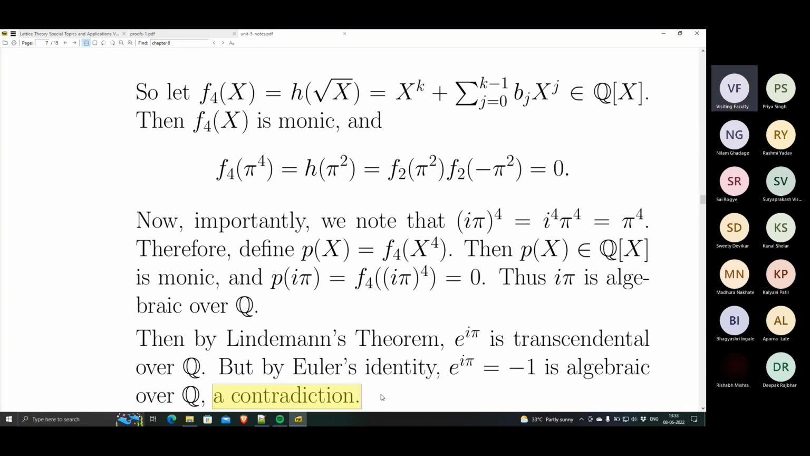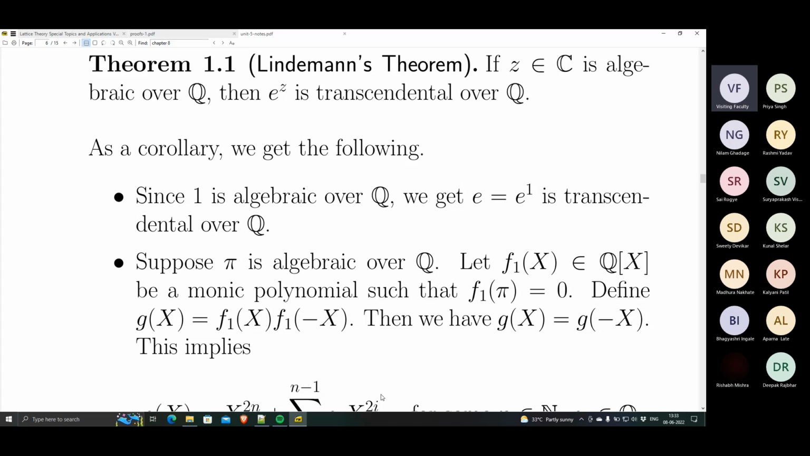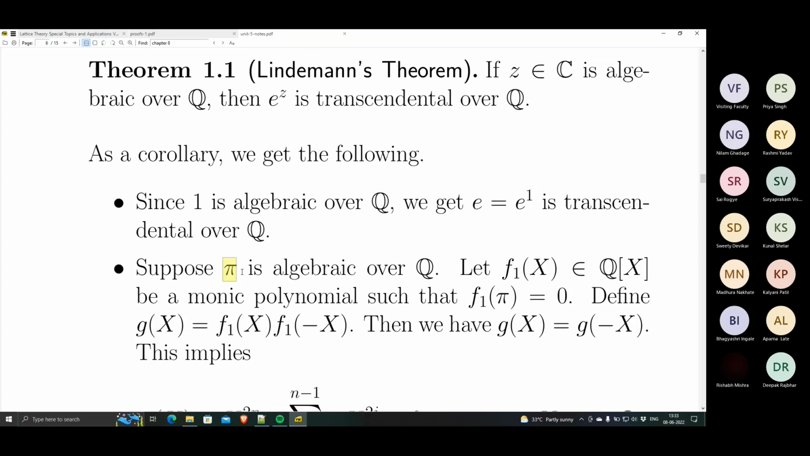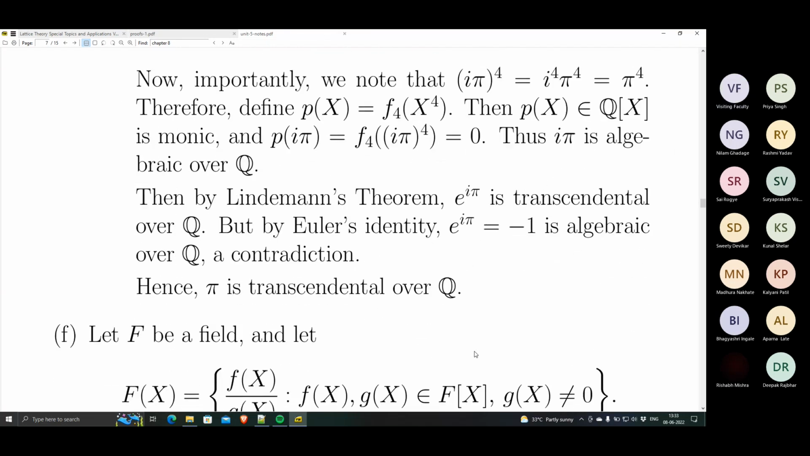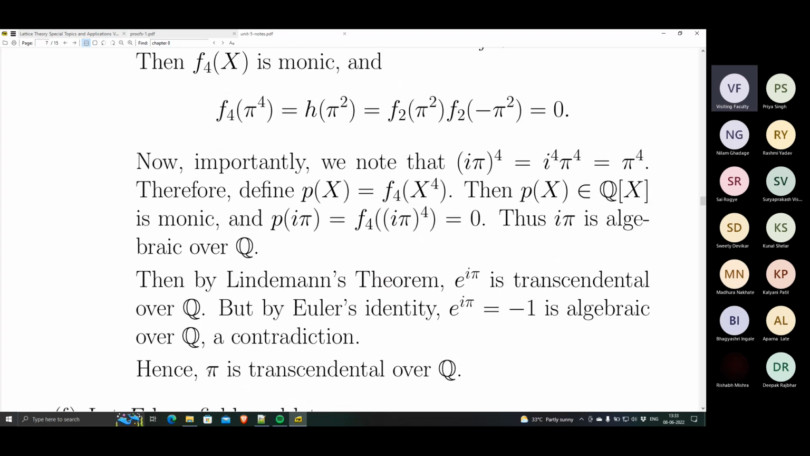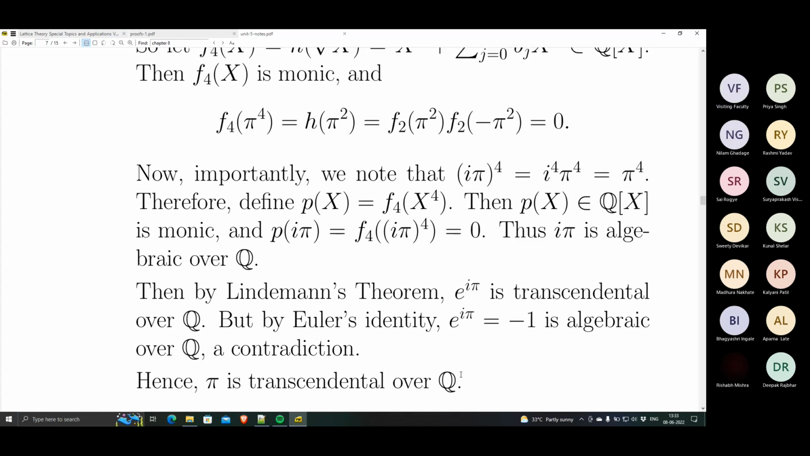Why did we get a contradiction? Because we assumed something wrong. We assumed that pi is algebraic. Therefore, we get a contradiction. Thus, pi is not algebraic over Q. Pi is transcendental over Q. That is the proof. Proof by contradiction. Is that clear, everyone? Yes, sir.